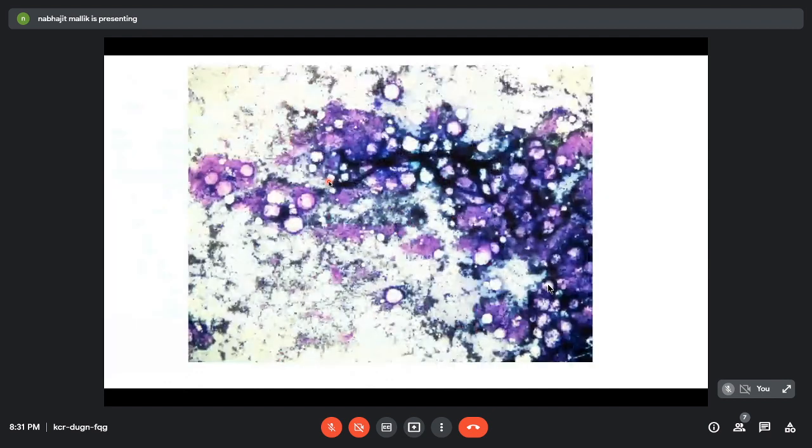This was the bone marrow aspirate of the same patient, and we can see this gelatinous transformation. This is how this looks on the bone marrow aspirate smears. You can see this pinkish gelatinous material around the bone marrow aspirate particle.